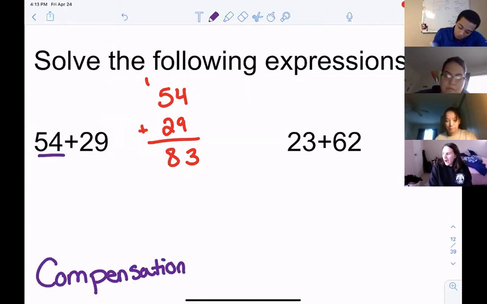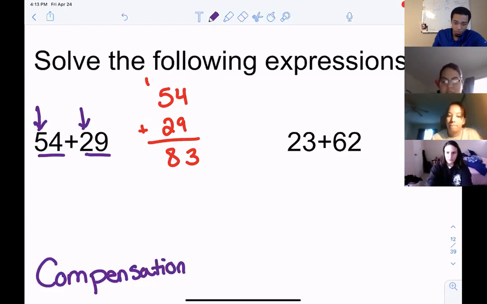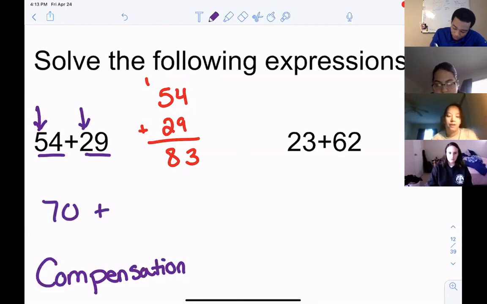So watch this. If I'm adding 54 and 29 in my head, instead of doing it like this, what we're going to do is say, hey, look, what's 50 plus 20? Really quick, everybody in the chat box, 50 plus 20 is definitely what? Correct, right? It's 70. So I want to change this problem from 54 plus 29 to 70 plus, and then what's 4 plus 9, everybody? Or 9 plus 4?